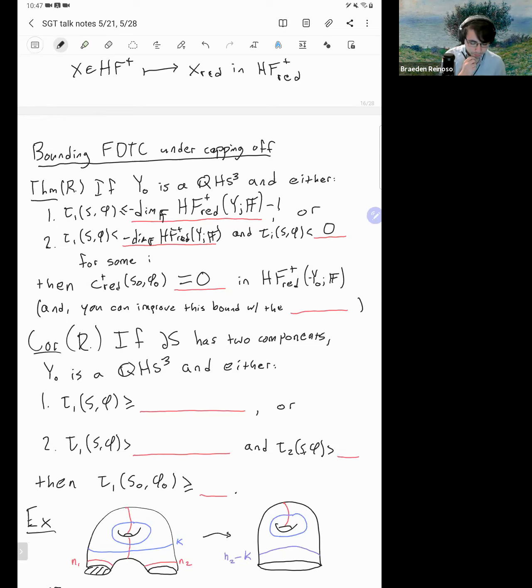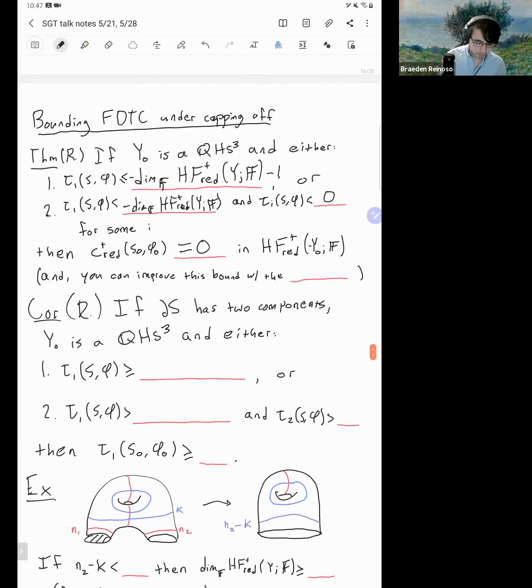So this is telling you that if you have a really, really low fractional Dehn twist coefficient along the boundary component that you're capping off, then if you cap it off, you get some contact invariant for your capped off open book which cannot survive in the reduced Floer homology. So it's got to be in the image of U to the j for all j.